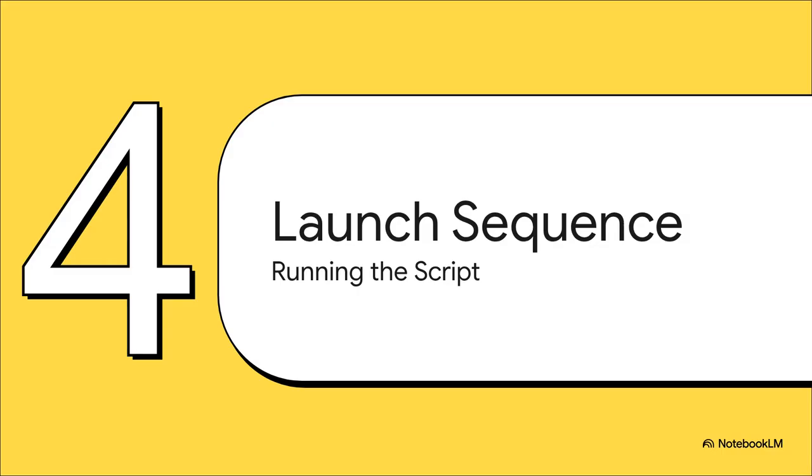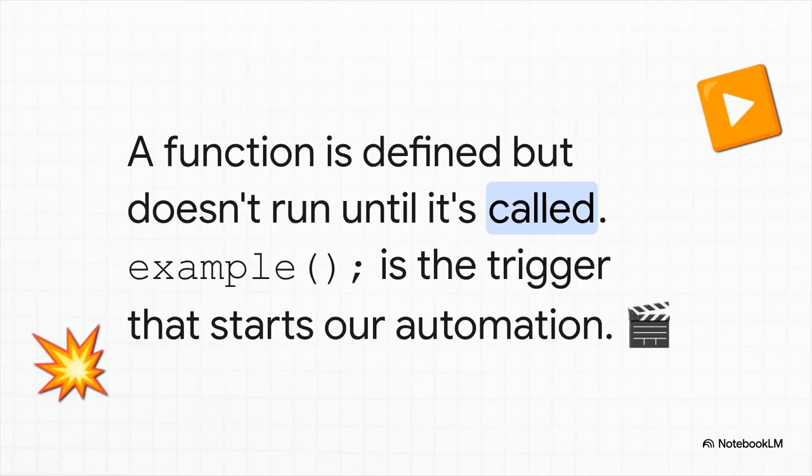All right, let's move on to section 4, the launch sequence. We've got the blueprint, we've built the engine, we've programmed the instructions, now it's time for the payoff. To actually run this thing and watch the magic happen. Hey, remember that example function we wrapped all our commands in? Well, just defining it doesn't actually make it run. You have to explicitly call it. So this one little line at the very end of our file, example calling it, that's the trigger. That's what kicks off the whole show.